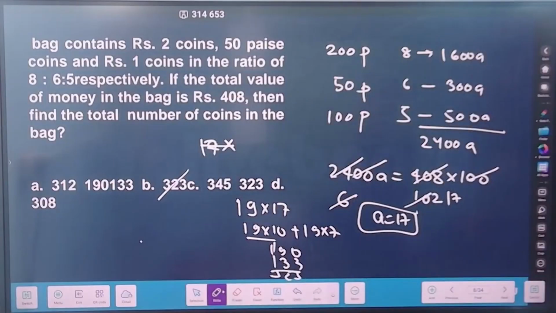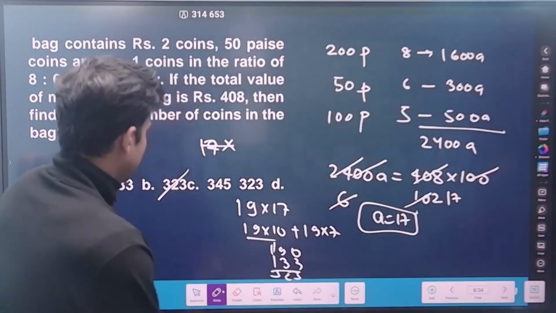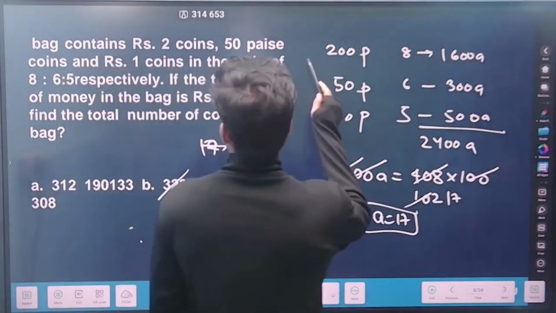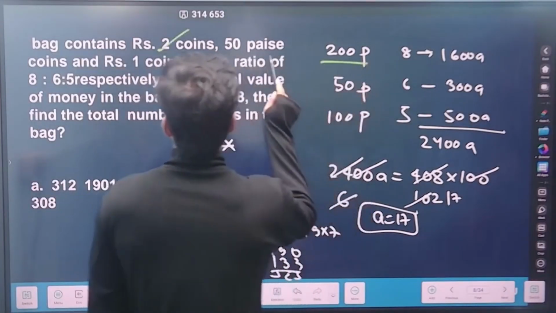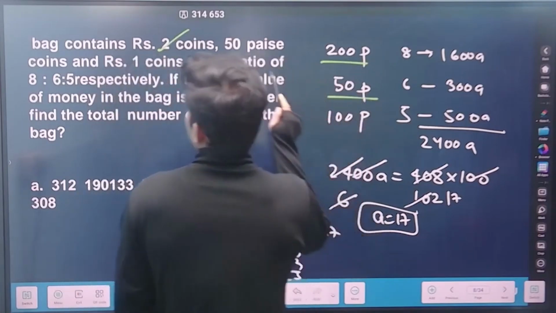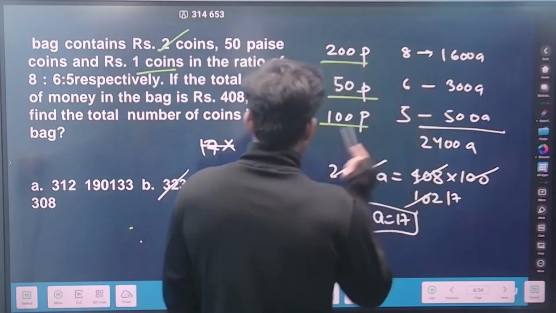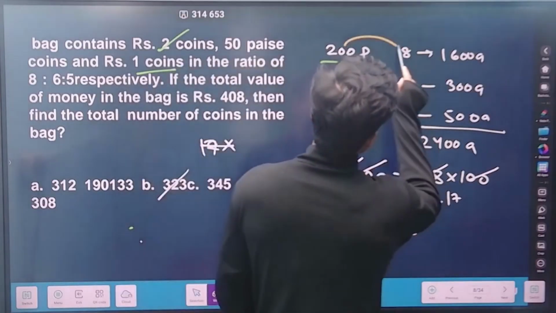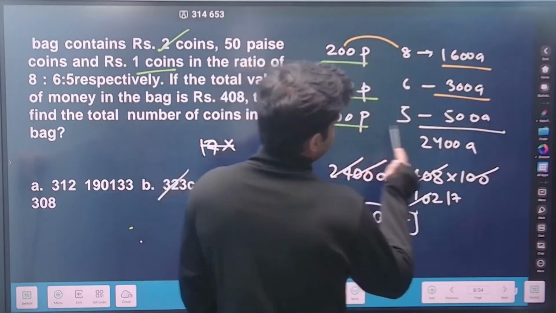Have you understood this? What I did? Let me explain one more time so that it would be clear for you. First of all, these are the given coins: 2 rupee coin is 200 paise, 50 paise, 1 rupee coin is 100 paise, and the ratio of coins is 8, 6 and 5. So total paise would be 8 into 200, 1600A, 6 into 50, 300A, and 5 into 100 is 500A.